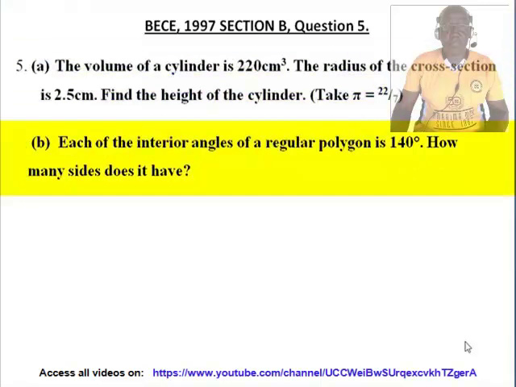5b. Each of the interior angles of a regular polygon is 140 degrees. How many sides does it have?